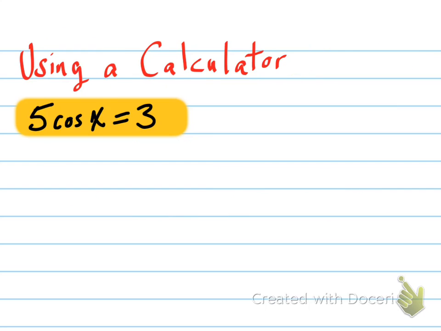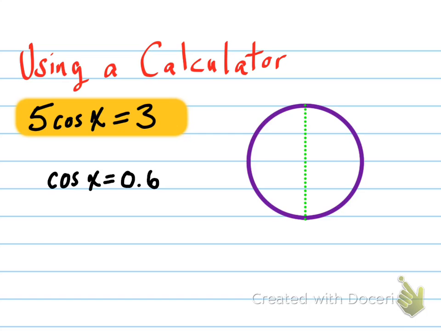So our first example will be a very simple looking equation: 5 times cosine x equals 3, and of course we want to isolate the trig expression cosine x, and that's easy to do. You get cosine x equals 0.6. Now 0.6 is not one of the numbers on the unit circle like 1/2 or root 2 over 2, but we can still use the unit circle just to illustrate where this angle might be.